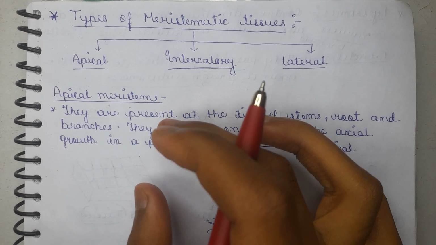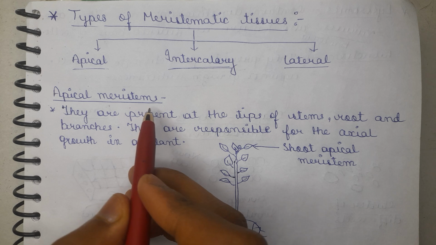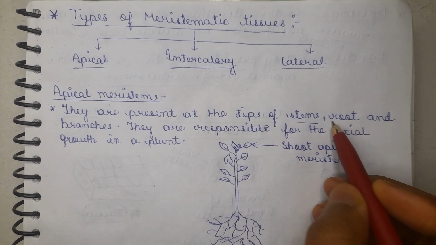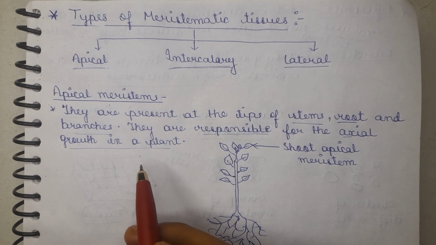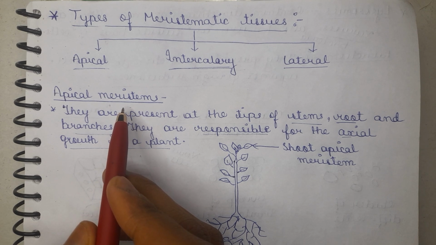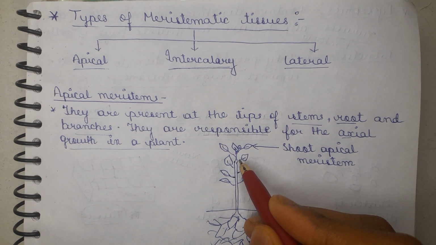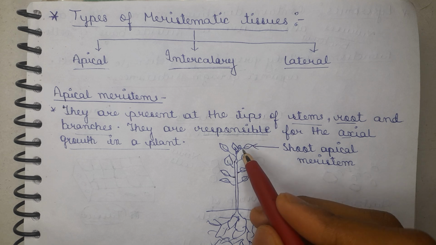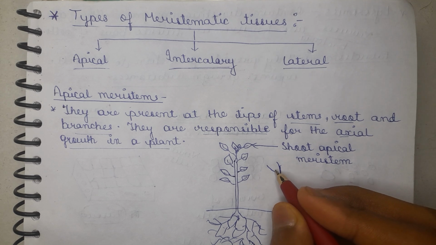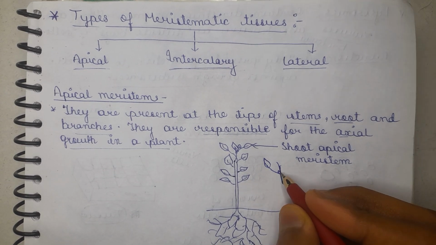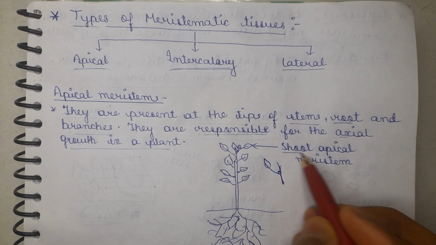Now we will look at every point. First of all, we will look at the apical meristem. What are they? They are mainly present at the tip of the stem, root and branches, and they are responsible for the axial growth in the plant. We already know that apical means they are at the top of the plant. If we see the diagram of a plant, here is the ground and this is the shoot region, and at the top of the plant we already know that the axillary bud is present. If this is a growing plant and here is one of the branches, this is called the axillary bud, but at the tip of the stem here is called the shoot apical meristem.